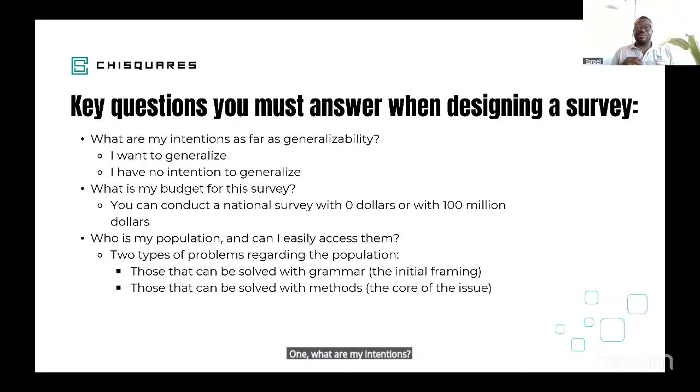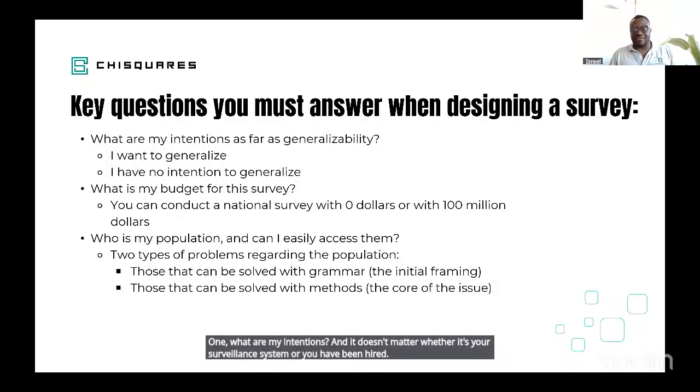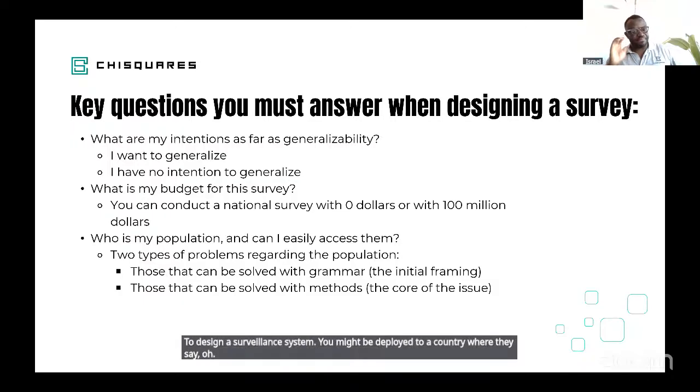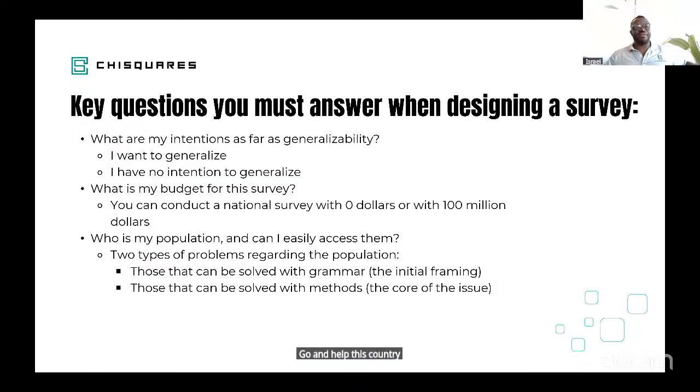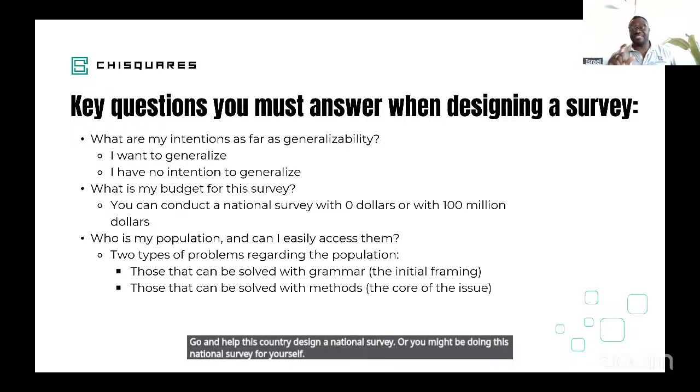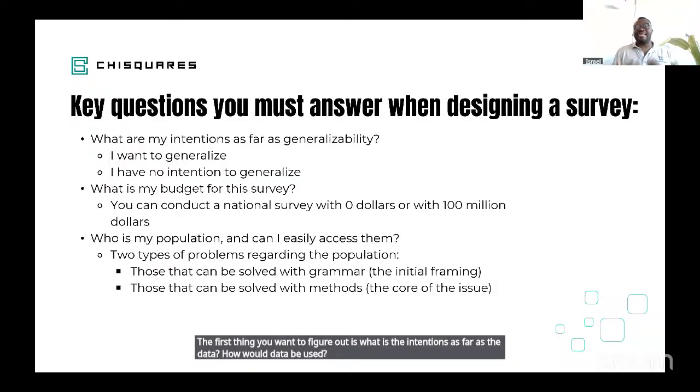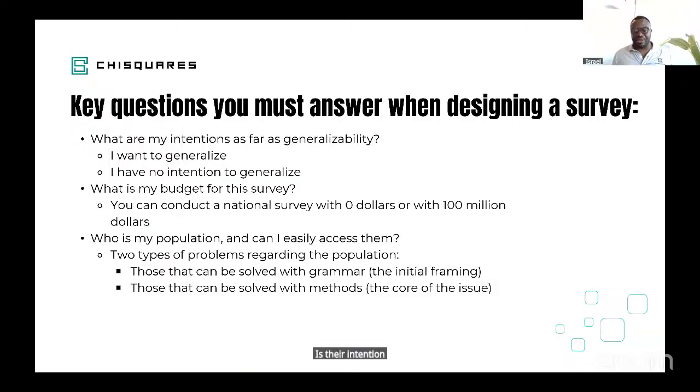And it doesn't matter whether it's your surveillance system or you've been hired to design a surveillance system. You might be deployed to a country where they say, oh, you want to help this country design a national survey. Or you might be designing a national survey for yourself. The first thing you want to figure out is what the intentions are as far as the data, how will the data be used? Is there intention to create generalizable knowledge?